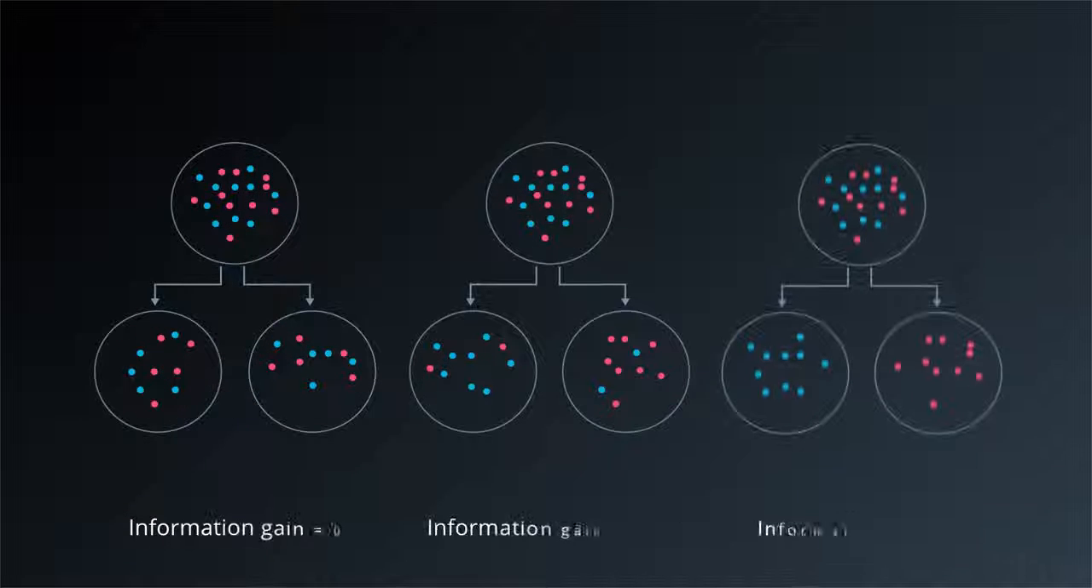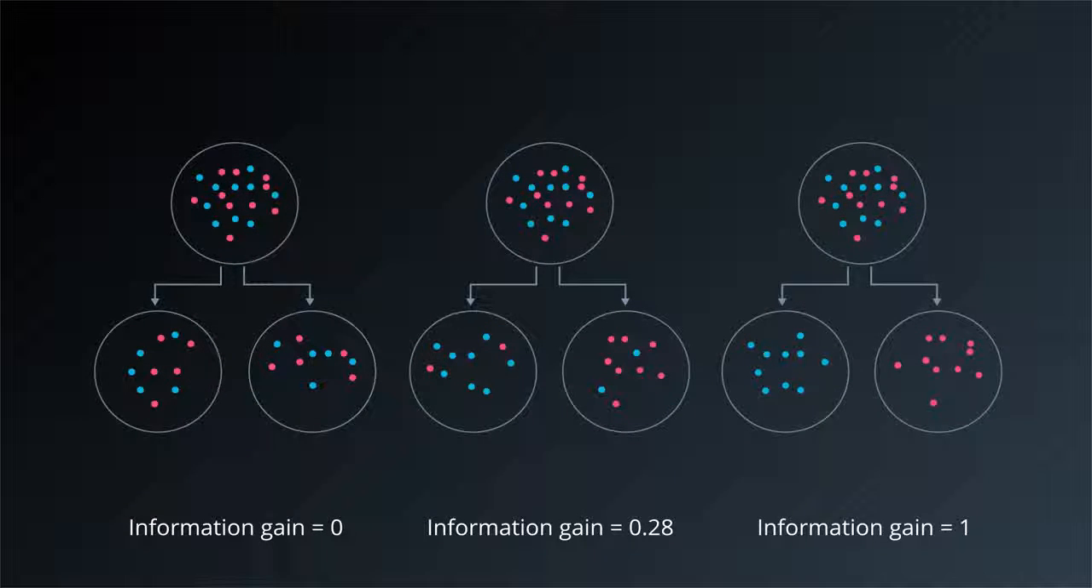So here's our summary. The 3 cuts with the values of information gain. If the tree had to choose, it would go for the third cut, which is the one that gives it the largest amount of information gain.